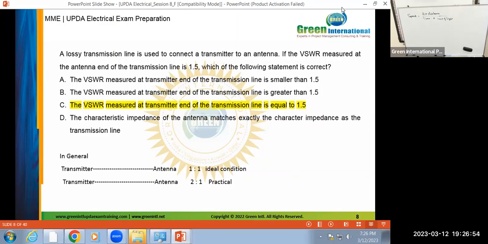VSWR is one of the terms in communication, which refers to voltage standing wave ratio. But in our exam, they didn't ask for the abbreviation. It's just a theoretical question. We need to know that here the transmitter and receiver values must be equal.